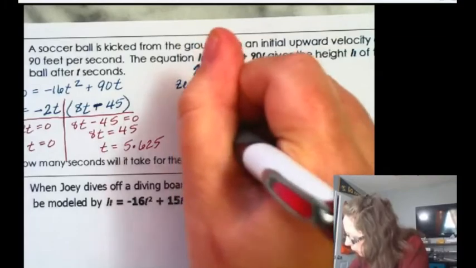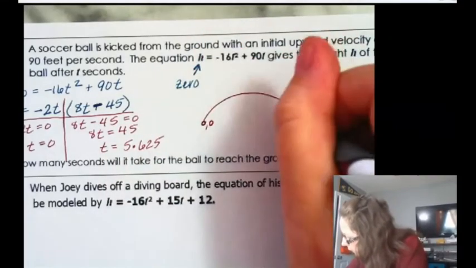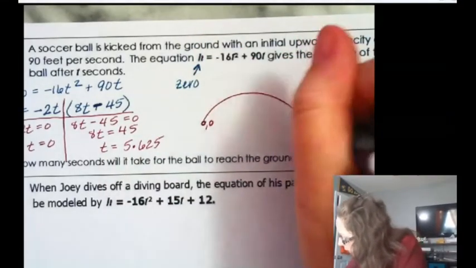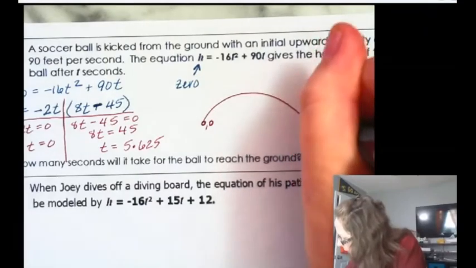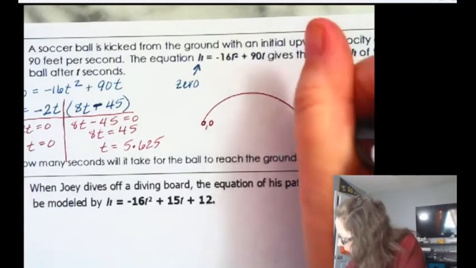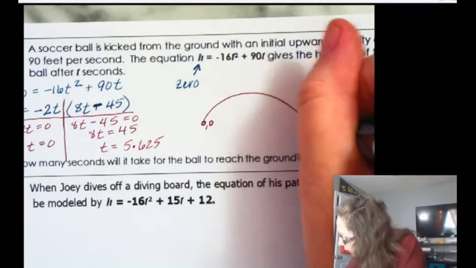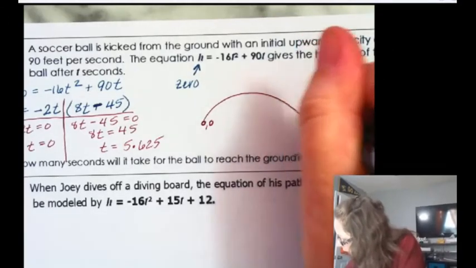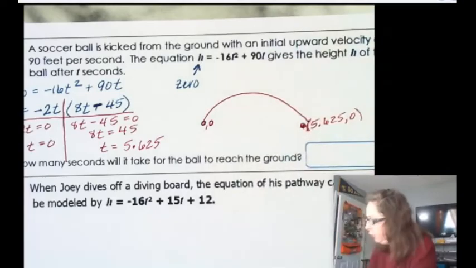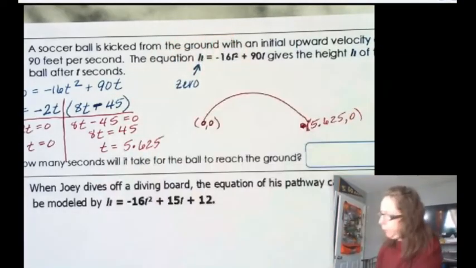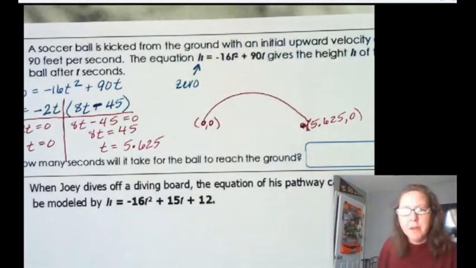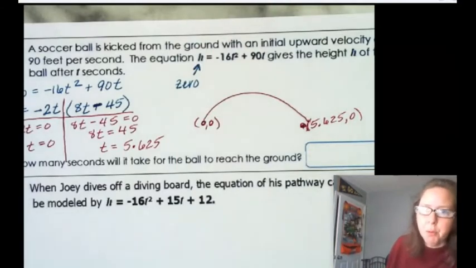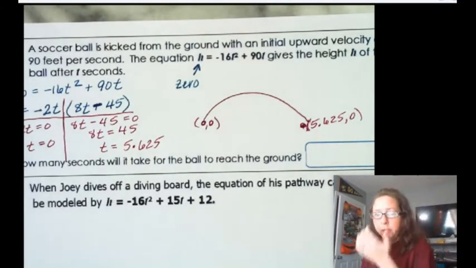This is (0, 0), and this is (0, 5.625). Oh, I'm writing this backwards. Okay, so these are the two ordered pairs. Which one of them would be after the ball is kicked and reaches the ground?